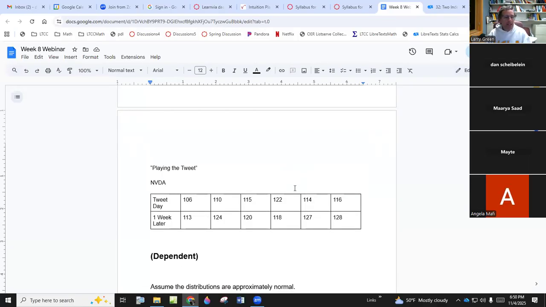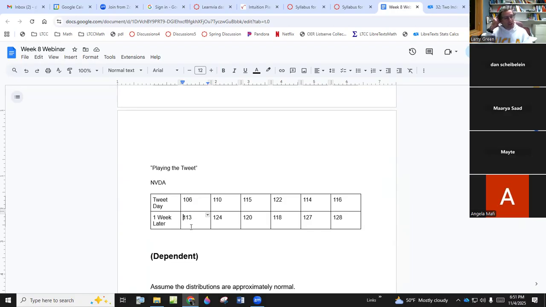Okay, the big difference for this example is this data are dependent, because now this is a pair of numbers, 106 and 113. This 113 should not go over in the second column because it has nothing to do with the 110. It has a lot to do with the 106. It's how much from 106 it went up to 113. So it's very important to see that this is dependent data and not independent data because it's paired.